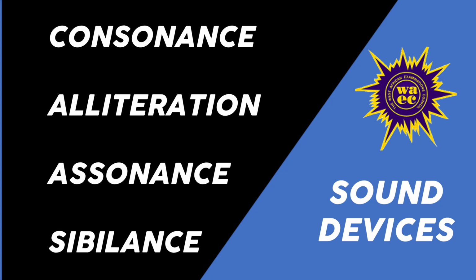In today's lesson, we shall discuss the sound devices in alliteration, consonance, assonance, and sibilance. It is appropriate to get the distinction between these devices so as to avoid making very little mistakes in any exam situation when asked to identify them.